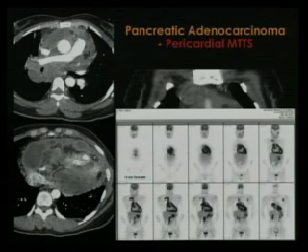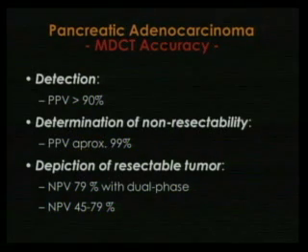This is the PET scan showing the abnormal activity in the pericardial surface and also the retroperitoneal adenopathy and focal pancreatic lesion. For the MDCT, the accuracy for detection is very good, a positive predictive value of 90%. Determination of non-resectability, approximately 99%.